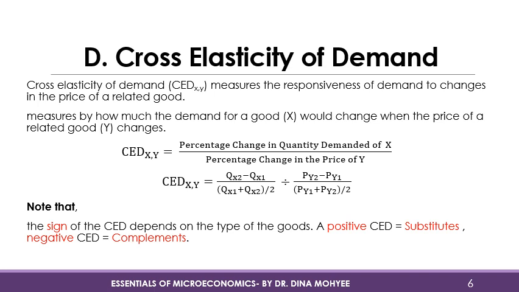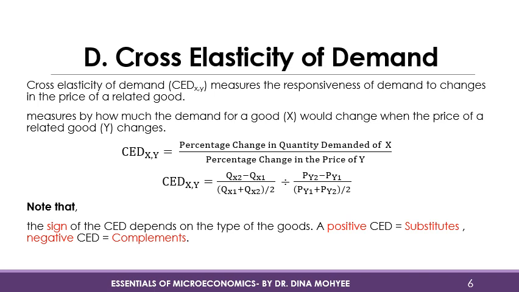Now, we want to know by how much the demand for a good would change when the price of a related good changes. To answer this question, we consider the cross-elasticity of demand. The cross-elasticity of demand refers to the responsiveness of demand for a good to changes in the price of a related good. Therefore, the cross-elasticity of demand for good X with respect to changes in the price of good Y is calculated by dividing the percentage change in the quantity demanded of good X by the percentage change in the price of good Y.